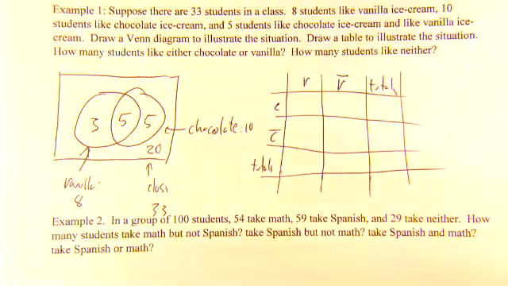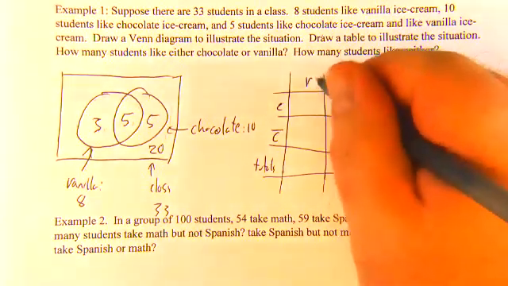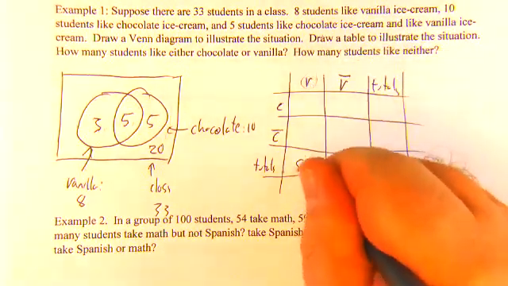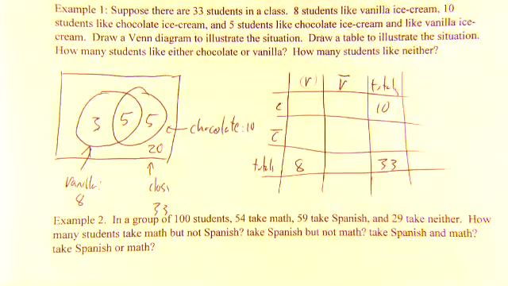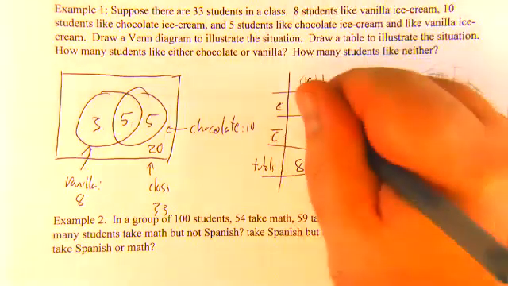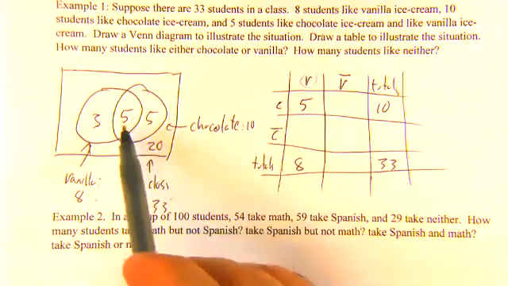So same data. The total number of people in the class is 33. How many people like vanilla? This is my vanilla people. 8 of them like vanilla. How many of them like chocolate? This is my chocolate people. That's 10. How many people like both? That's 5. Right? So 8, 33, 10, and 5. Those numbers are put in.